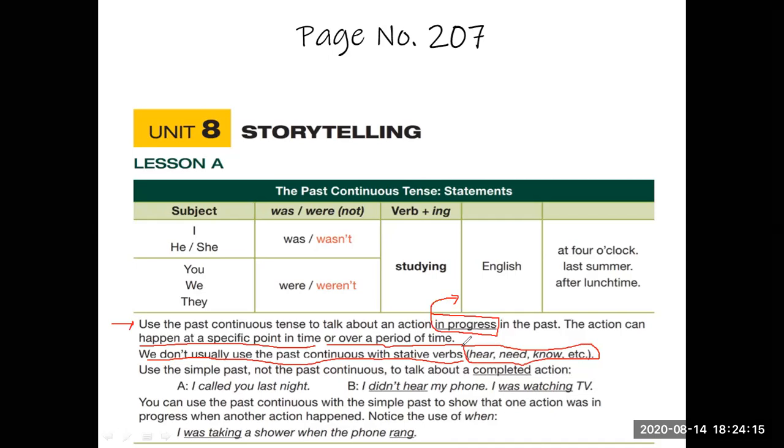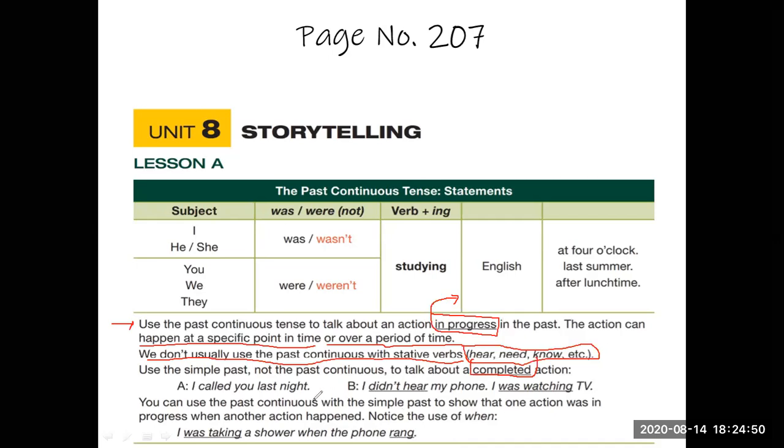Use the simple past, not the past continuous, to talk about a completed action. When they say completed action, it's because maybe yesterday you went to the beach and that's it. You went and now you are in your house. That is a completed action in the past. Okay. I called you last night. That is a completed action. I didn't hear my phone because I was watching TV. Watching TV is not a completed action, because that was what you were doing when that person called you. Okay.